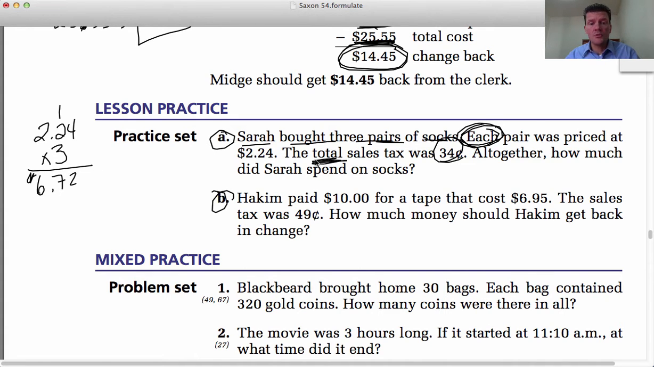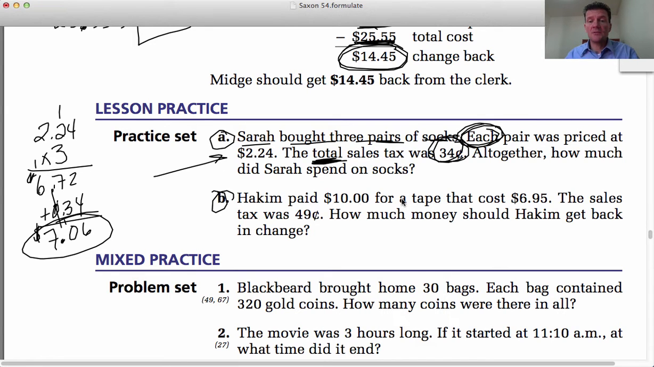The total sales tax is 34 cents. So all I'm going to do now is add on 34 cents here. Okay? Line up my decimal points, and I've got 2 plus 4 is 6, 7 plus 3 is 10, carry the 1, 6 and 1 is 7, and the decimal point is right there. So she owes a total of $7.06. Okay? For those socks.